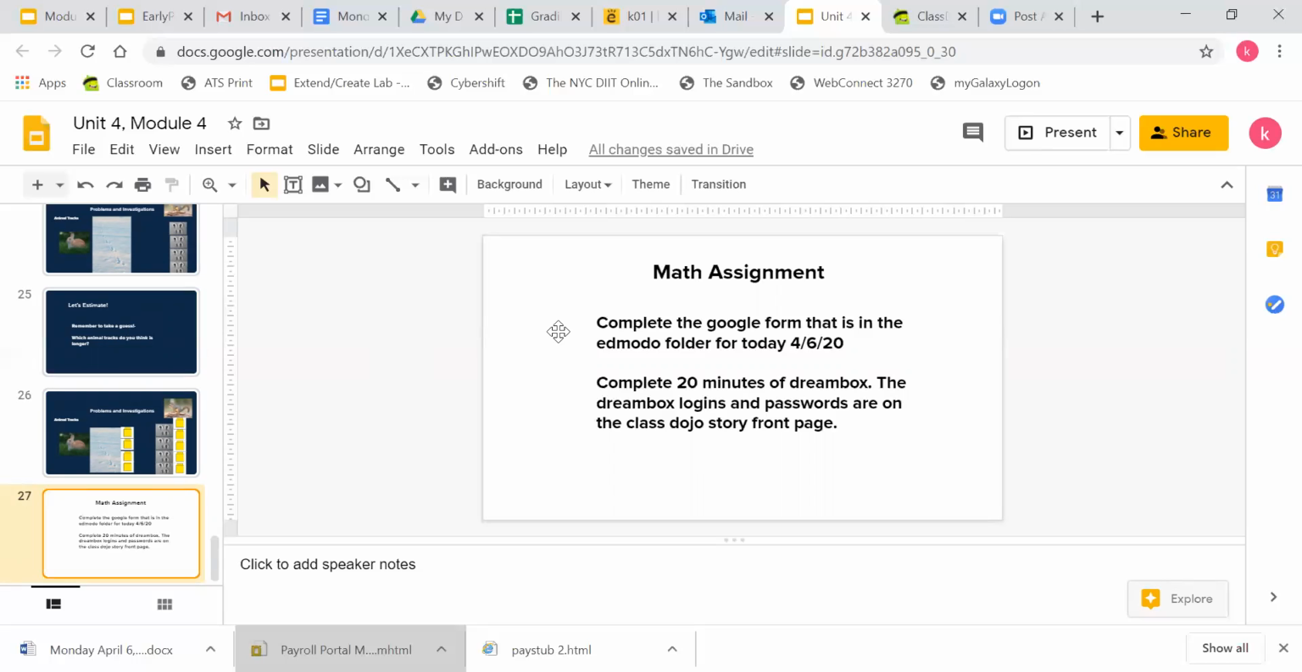And then you're also going to go on Dreambox, and I need you guys to do about 20 minutes of Dreambox. Remember, the Dreambox logins and passwords are on the Class Dojo Story front page. So just scroll back a little bit on the dojo wall, and there will be all of the usernames and passwords. I put it all in one document. So if your child's name is Jessica, then you're going to look for Jessica's name and her username and her password. I have a few friends that went on Thursday and Friday, and I get the reports of who did what work. So I can see what skills you're working on. I can see how well you did.